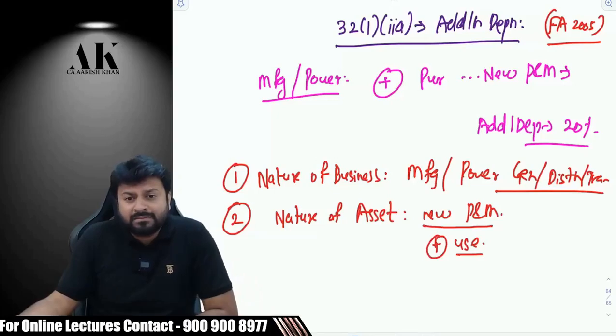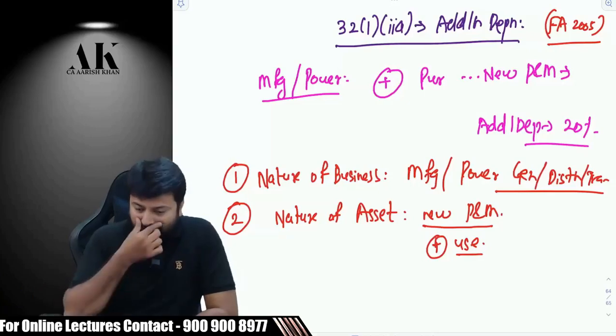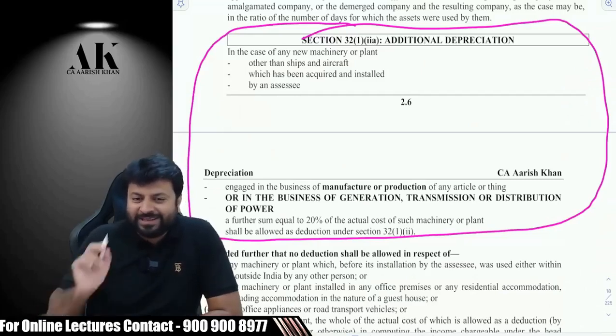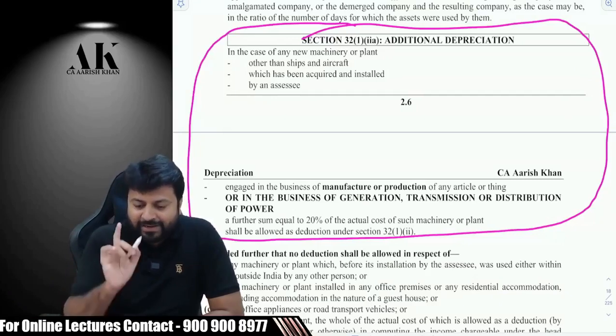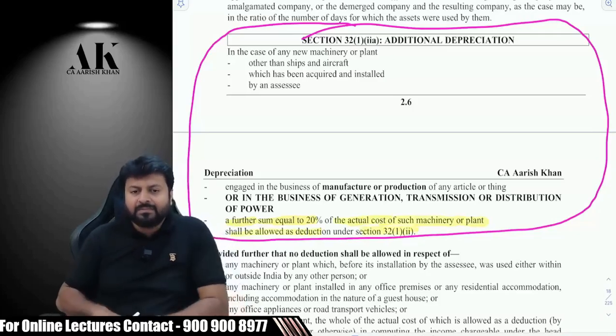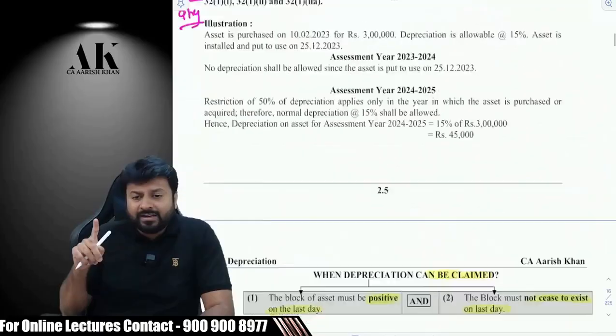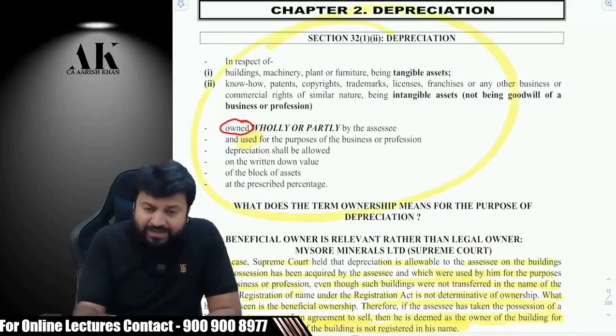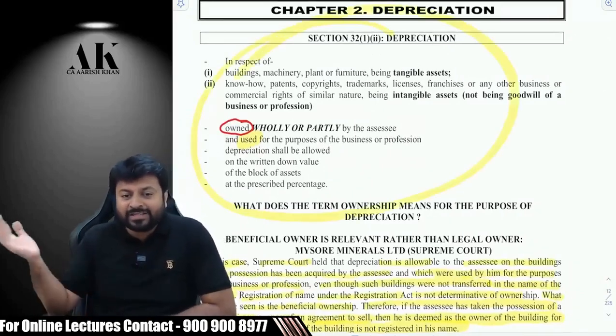You should also use it, because the reason why it's 32(1)(ii) is that you have to fulfill the conditions of 32(1)(ii) as well. And on top of that, 32(1)(iia), and then only you can get this additional. Excellent answer by Prashant. If you read the provision carefully, Palani, Vignesh, it is written in the last two lines: a further sum equal to 20% of the actual cost of such machinery or plant shall be allowed as deduction under which section? 32(1)(ii). That is your main section, right?